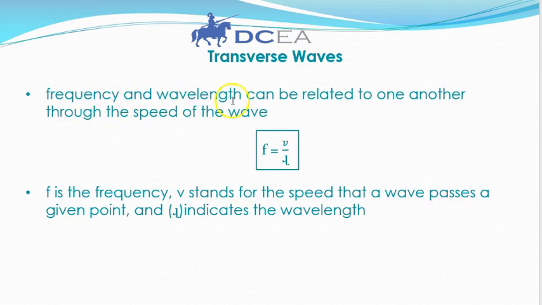Frequency and wavelength can be related to one another through the speed of the wave. And we actually have a formula you need to write down here. And it is f, which means frequency, equals v over lambda. And v in this instance is just speed. It's not velocity like we've learned before. For it to be velocity, it would have to have a direction, and this is just the speed that the wave passes a given point. And then this funny little character below here is actually called lambda in Greek, and that indicates wavelength.